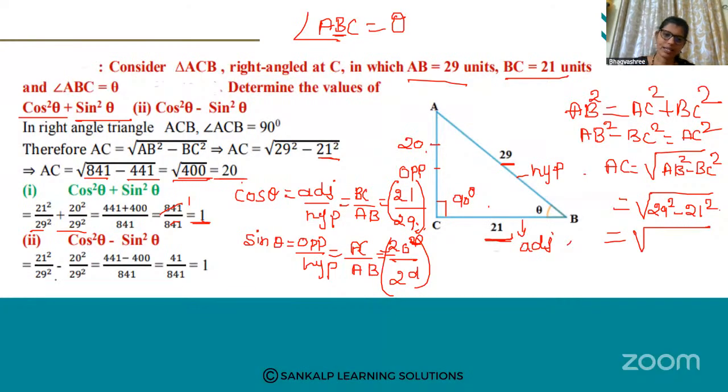Okay. Next, cos square theta minus sine square theta. Cos theta value is 21 by 29, so square it: 21 square divided by 29 square. Sine theta is 20 by 29, so sine square theta is 20 square divided by 29 square. This is 441 minus 400 divided by 841, that is 41 divided by 841.